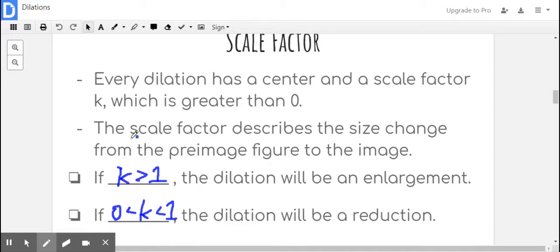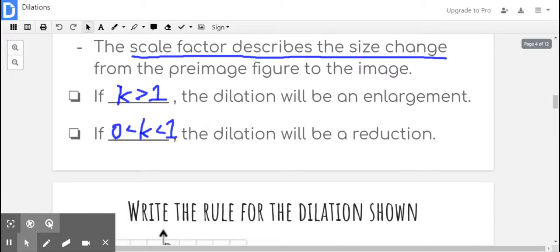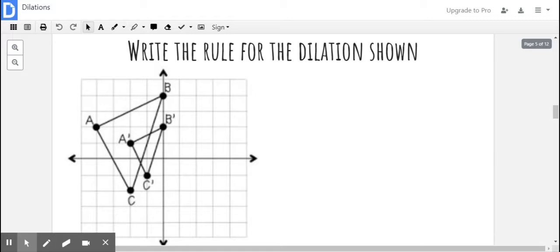And that size change is really what scale factor is all about, telling you how many times bigger or smaller the new image will be from the pre-image. So let's keep moving and go into our rule for the dilation of the images shown.